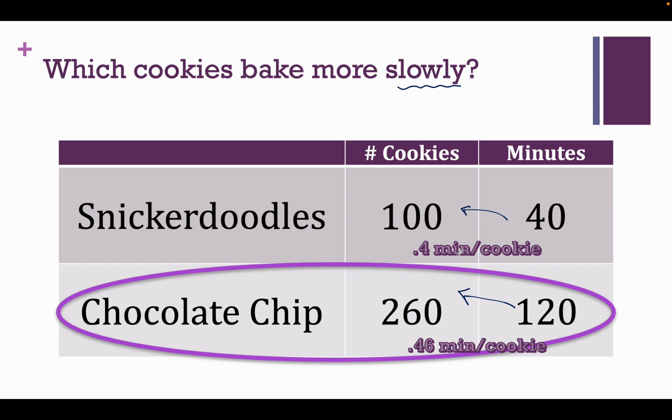If you had done it the other way around, here you would get 2.5 cookies per minute baked, and here you get only about 2.17 cookies baked per minute. So it's still baking slower if you do it the other way around.